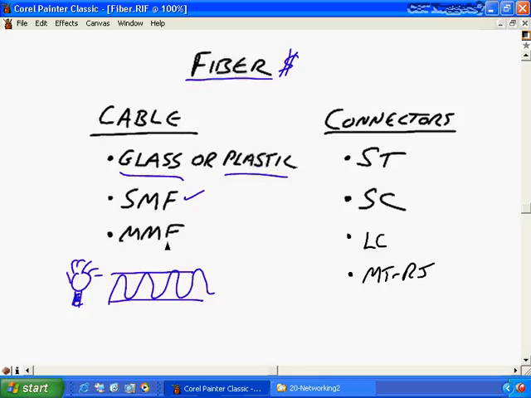With a multi-mode fiber, however, I can have multiple channels of communication taking place at once within that cable. So here's my first mode of communication going on, and then I might add another channel of communication taking place in there. And then we might have even yet another mode of communication taking place in a multi-mode fiber cable.